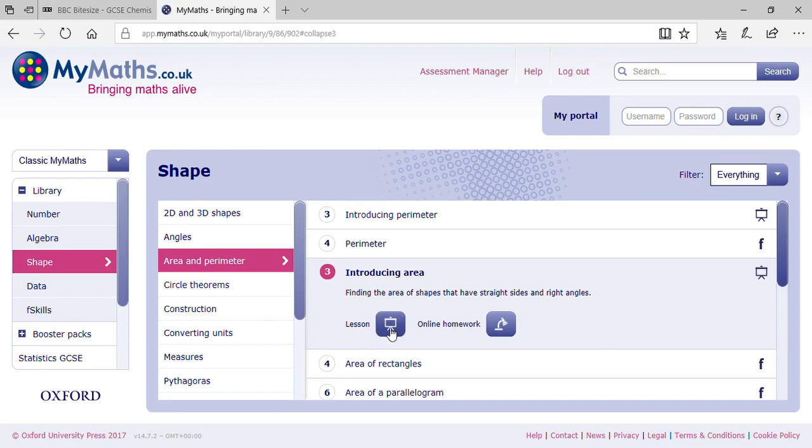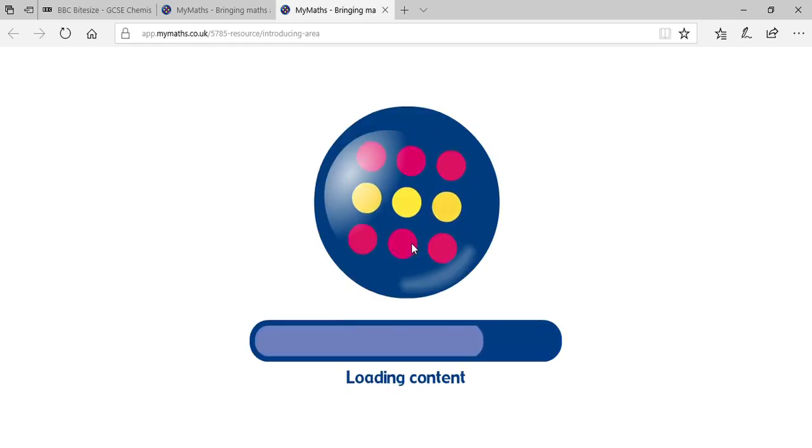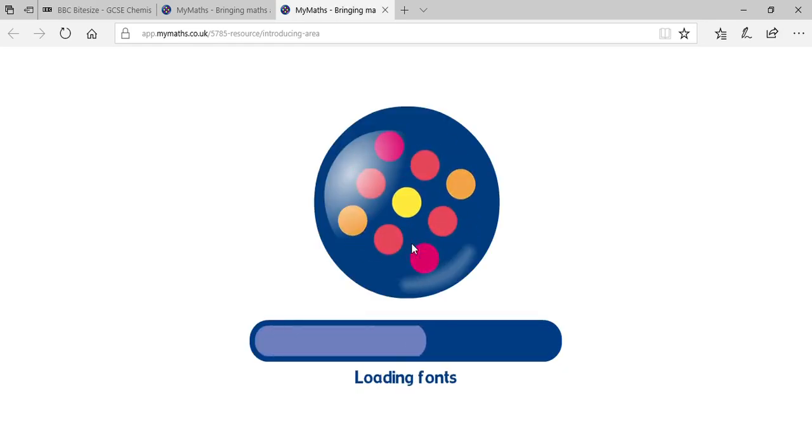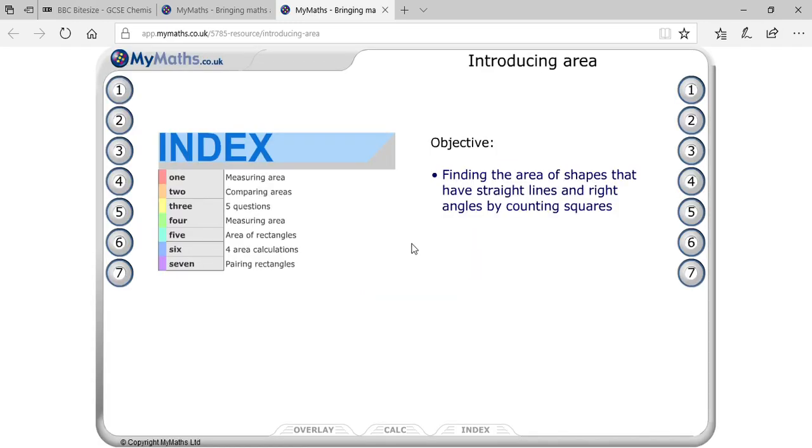Area means, according to a 2D or 3D figure, how much surface a particular object is occupying with respect to length or breadth. That is known as area.